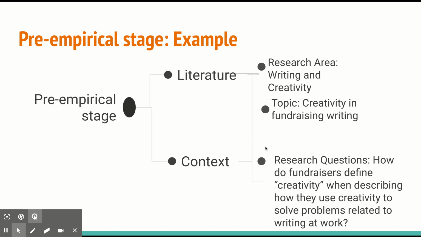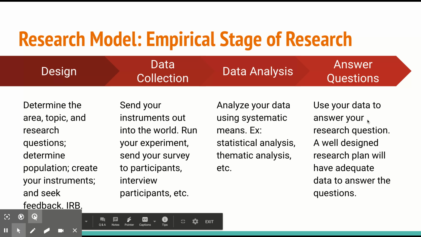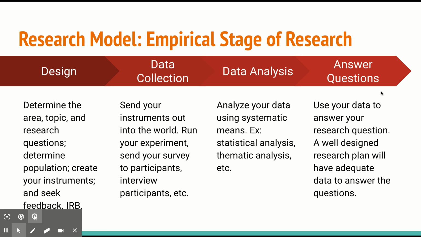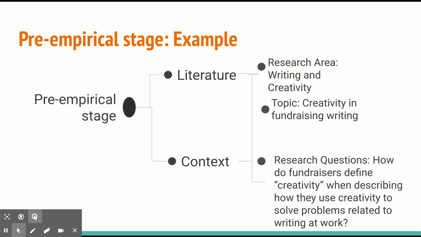So that provides you with your research questions. For example, based on the prior literature, you found that there is a need to answer the question, how do fundraisers define creativity when they describe how they use it to solve problems related at work? And that's what you're going to do. So then you move on to the empirical stage. Again, we were just in the pre-empirical stage where you're reading other people's research and constructing a topic, area, and question.